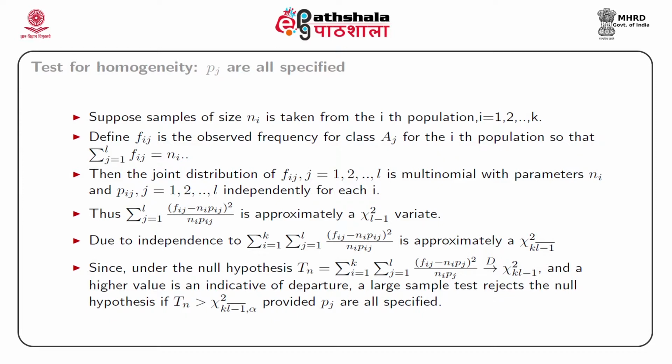Under the null hypothesis, Tn, that is summation i from 1 to k, summation j from 1 to L, (Fij minus ni Pj) whole square divided by ni Pj, converges in distribution to a chi-square variable with degrees of freedom k(L minus 1), and a higher value is indicative of departure from the null hypothesis. So we can construct a large sample test which rejects the null hypothesis if Tn exceeds the upper alpha percentage point of a chi-square variable with degrees of freedom k times (L minus 1).